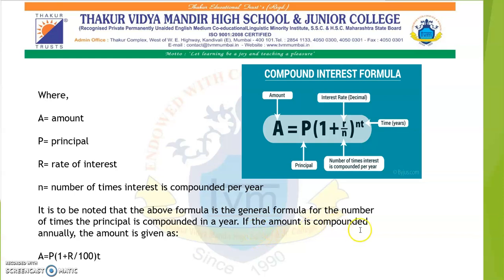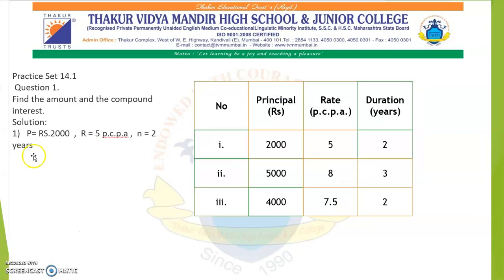If the amount is compounded annually, the amount is given this way. A equal to P, in bracket write 1 plus R upon 100, raised to the power T. When we solve the problems, it becomes more clear how to do the calculations. Let us see in the next slide.